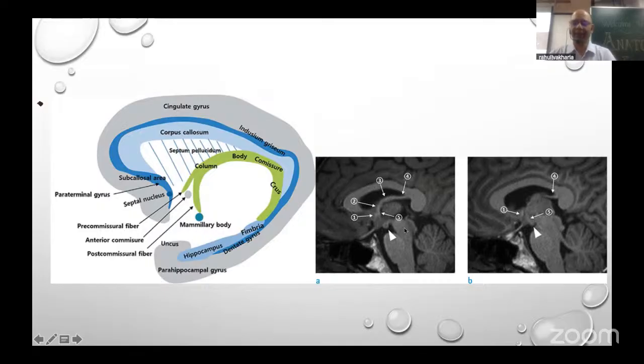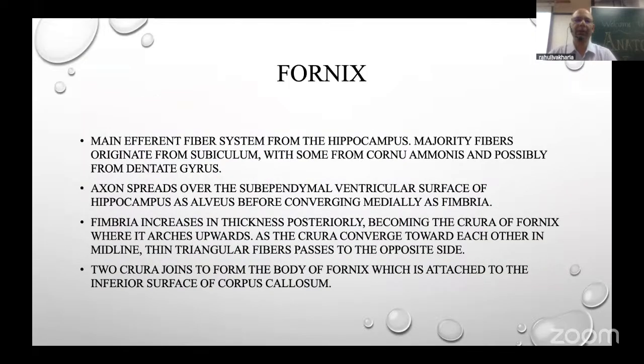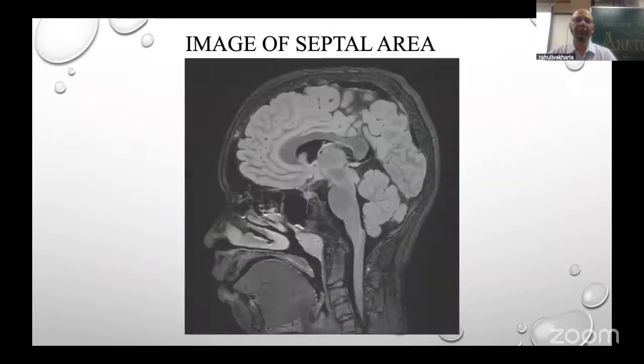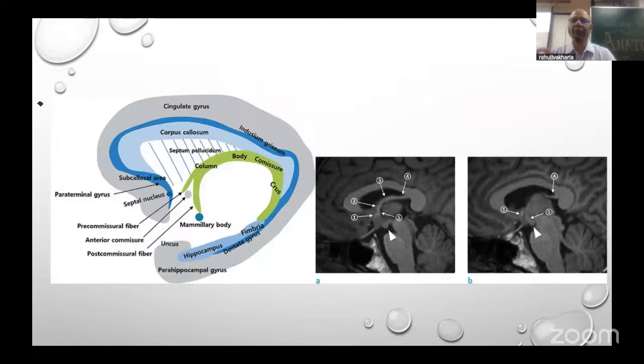These are the MR images. Hope I have covered it. Okay. So when I show you the dynamic image, I'll show you the fornix also. On the sagittal plane, what you are seeing is the fornix, this is the corpus callosum. This would be the septal area. This would be your mammillary body, and this is the anterior commissure. This would be the postcommissural fibers of the fornix.